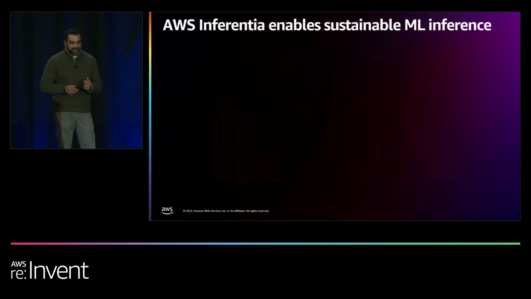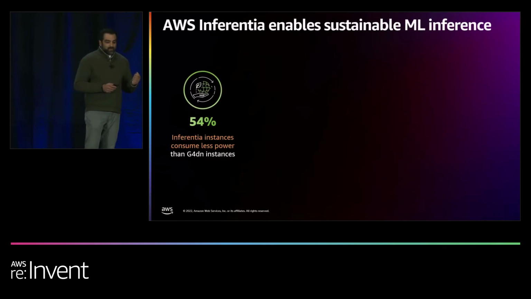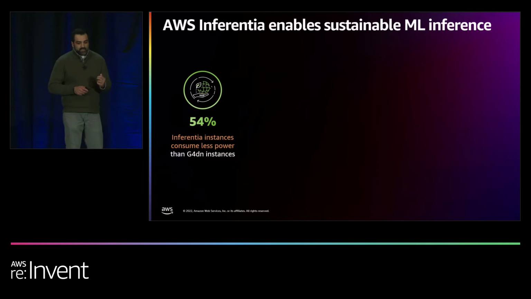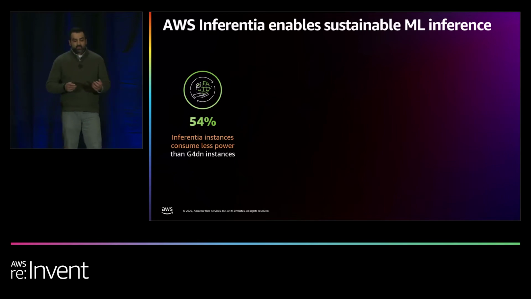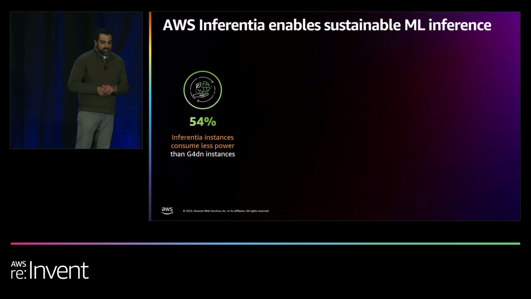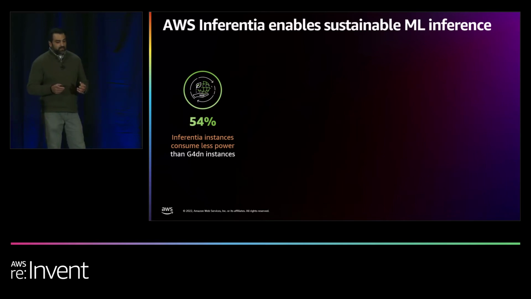So I'm glad you asked. As we spoke about earlier, we want to do more with less and on more efficient hardware. Starting with the latter, Inferentia instances are more efficient, using 54% less power than G4DN instances for running ML workloads. This is because Inferentia was built for one purpose, ML inference. So it's highly optimized and tuned for this task. Next, Inferentia delivers higher performance, allowing you to do more in fewer resources.